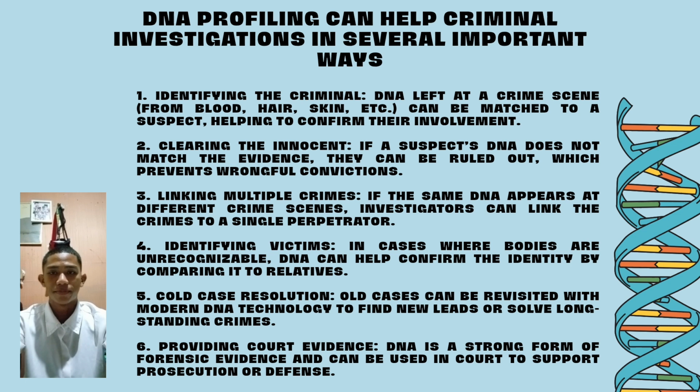The third one is linking multiple crimes. If the same DNA appears at different crime scenes, investigators can link the crimes to a single perpetrator. The fourth one is identifying the victims. In cases where bodies are unrecognizable, DNA can help confirm the identity by comparing it to relatives. And the fifth one is cold case resolution. Old cases can be revisited with modern DNA technology to find new leads or solve long-standing crimes.